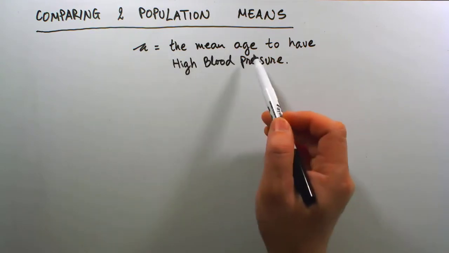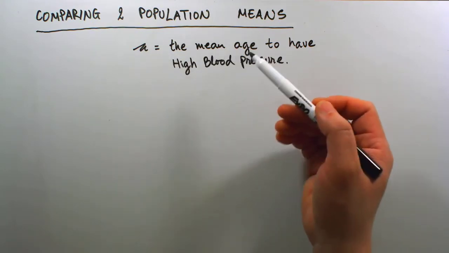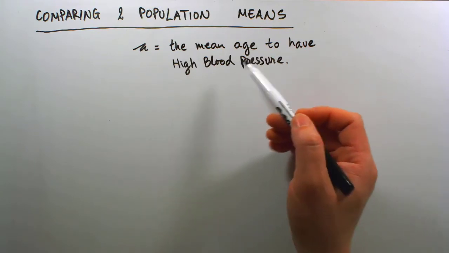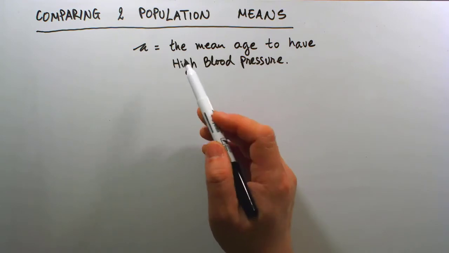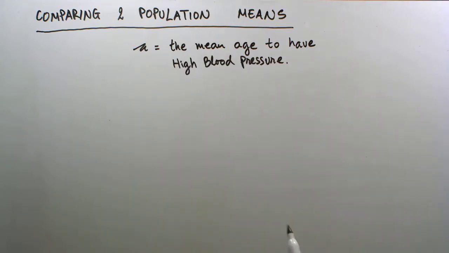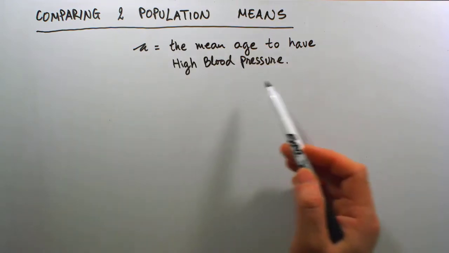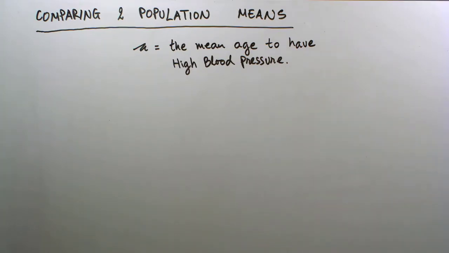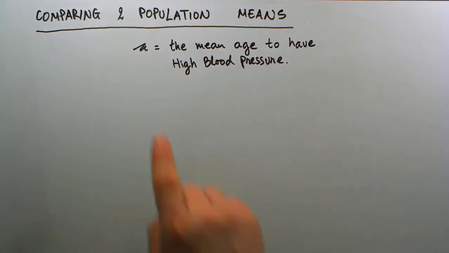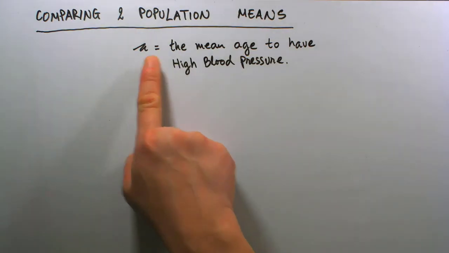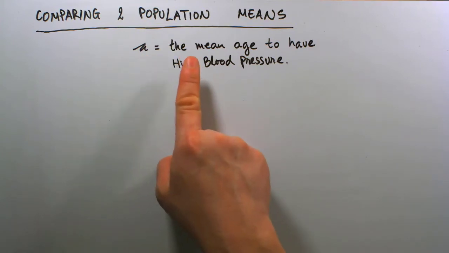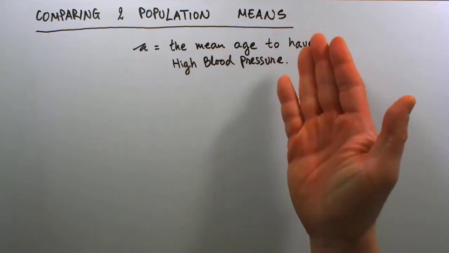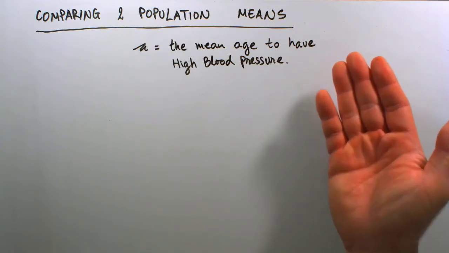It's the mean age for anyone. Anyone reaches a certain age when your body starts developing high blood pressure. So here in this study, we're looking at the mean age to have high blood pressure. This is only one quick little scenario that I'm bringing up. It's one population mean value that we're looking into, the mean age for the entire population of people.